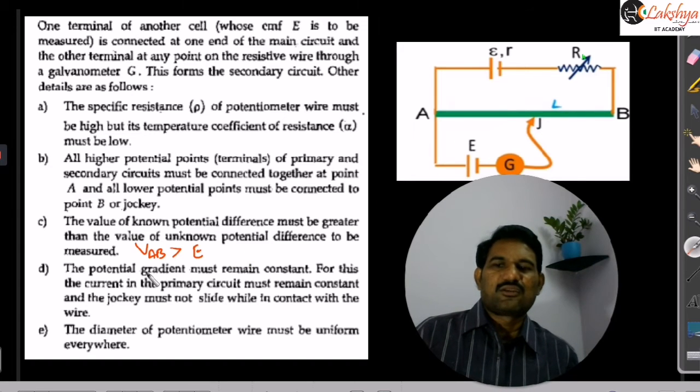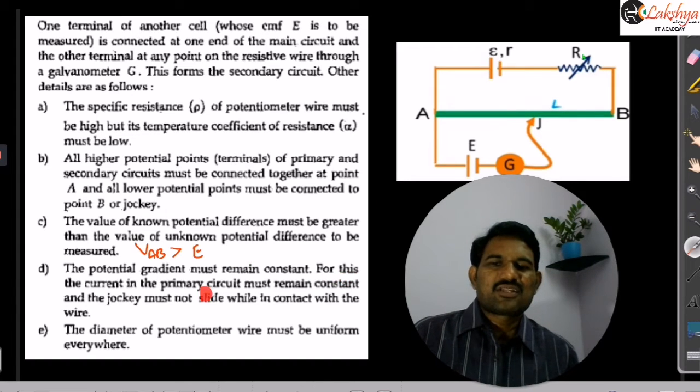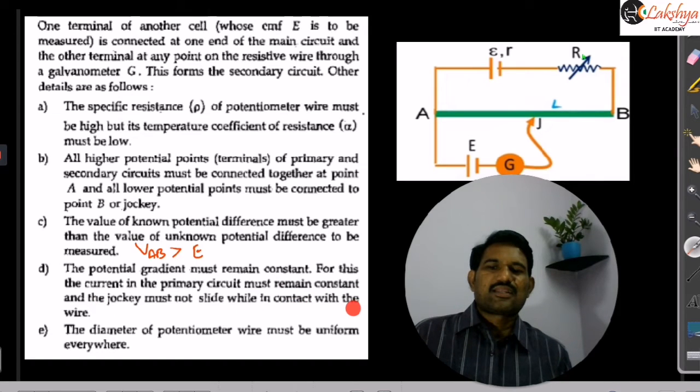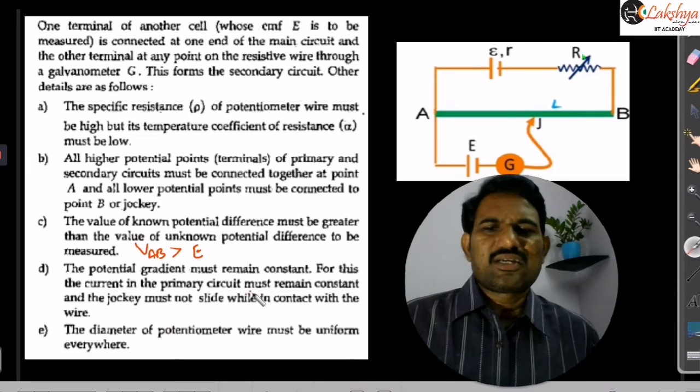The potential gradient must remain constant. For this, the current in the primary circuit must remain constant, and the jockey must not be slid on the wire while in contact with the wire. So this is the potential gradient.